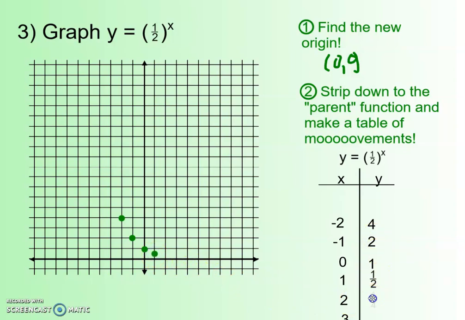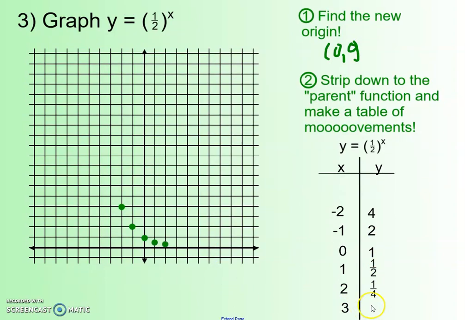1/2 squared would be a 4th. And then 1/2 cubed would be an 8th. You see what's happening here? This graph is good. And I mean, I could keep adding numbers down here, like 4, 5, 6, but I think I want to add them up here. I think I want to look at -3 and -4.